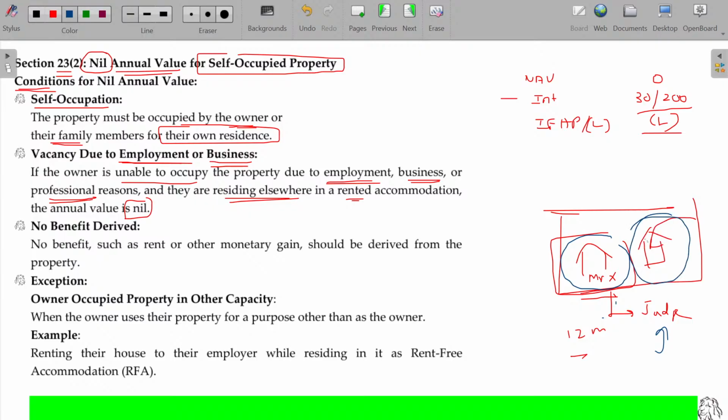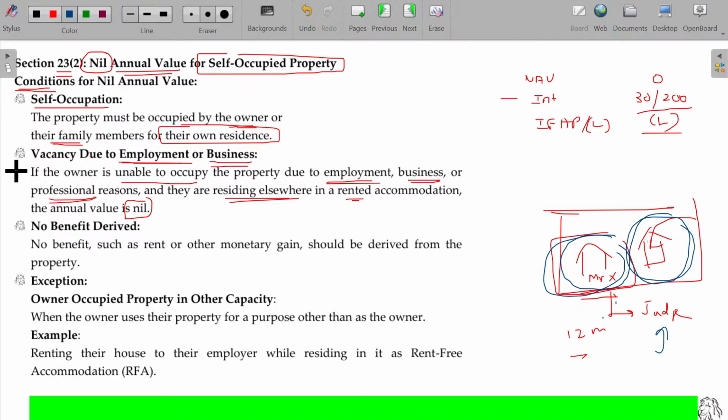Because of my employment only, I am staying here. I don't get any revenue. How can you tax me? So because of that reason, again, the judgment came in favor of the judges. Okay, this is a case here. So that will then be applicable for all the cases.